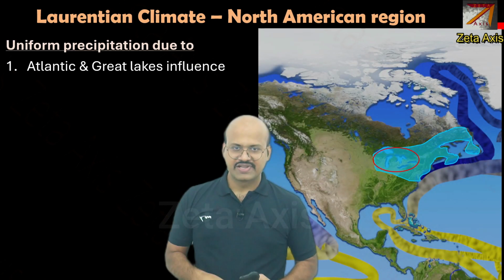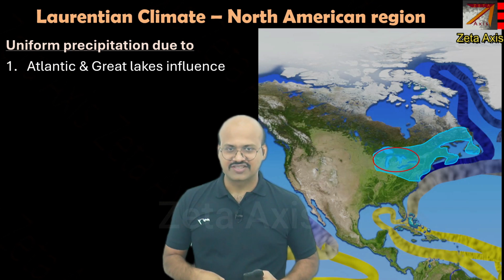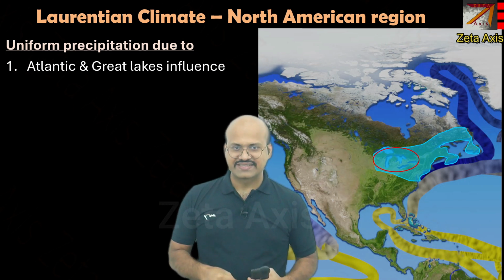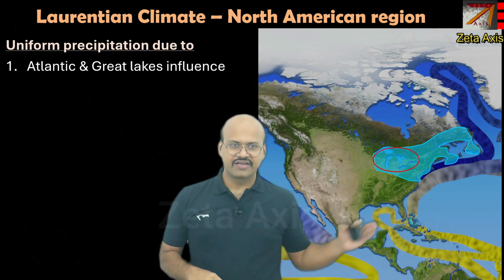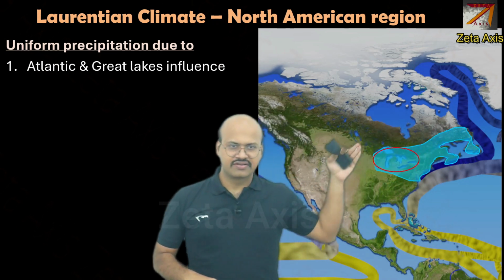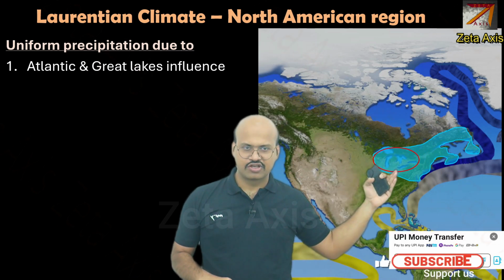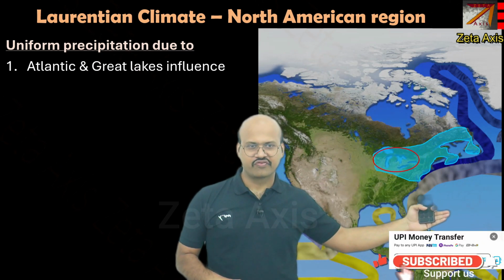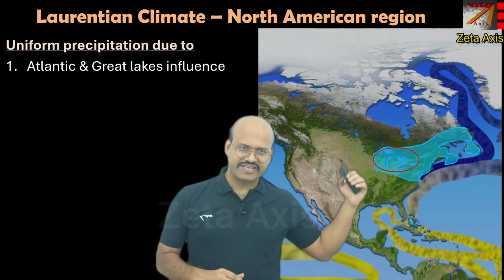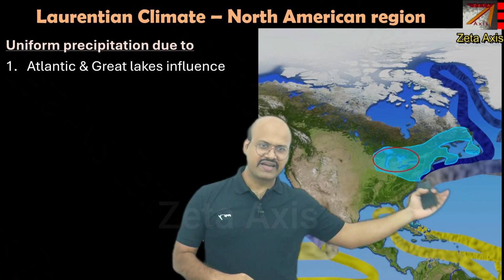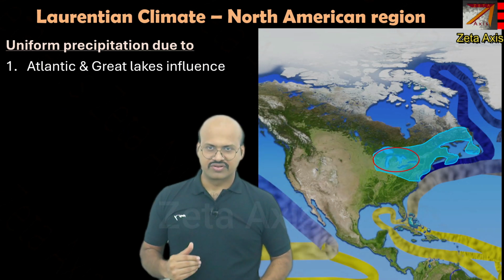Now let's try to understand why the Laurentian climate in North America experiences uniform precipitation. That is, the rainfall is equally distributed throughout the year. And here we can see this is the Laurentian climate in North America. And here we have Great Lakes. And also we have Atlantic Ocean over here, which is very close or almost adjacent to the Laurentian climate. So it is because of these Great Lakes and the Atlantic Ocean which provide the moisture, we get rainfall throughout the year.